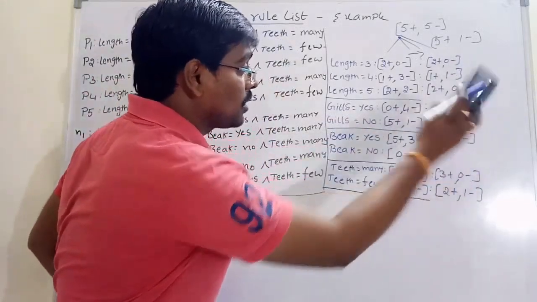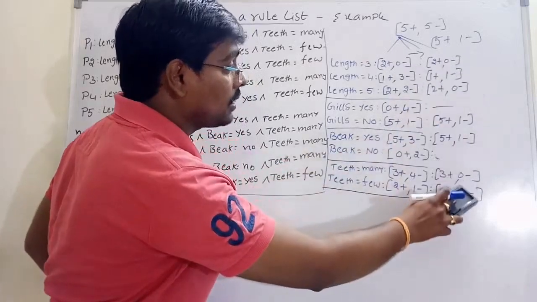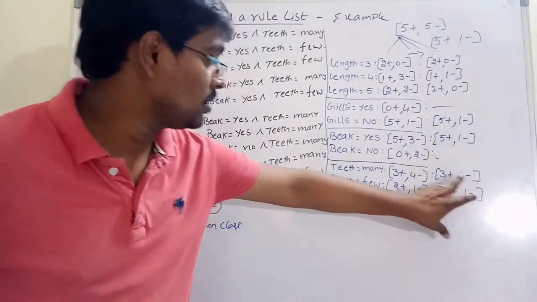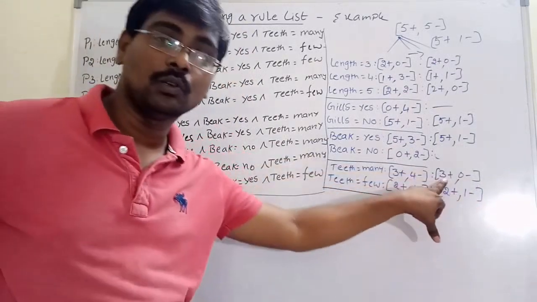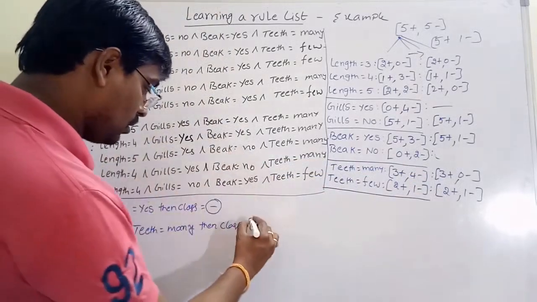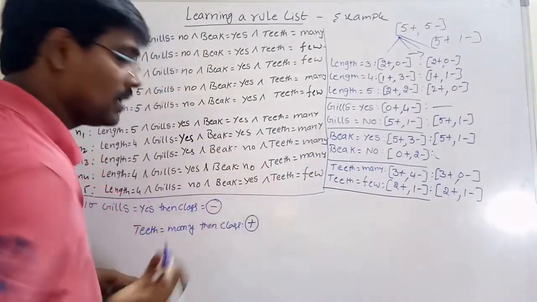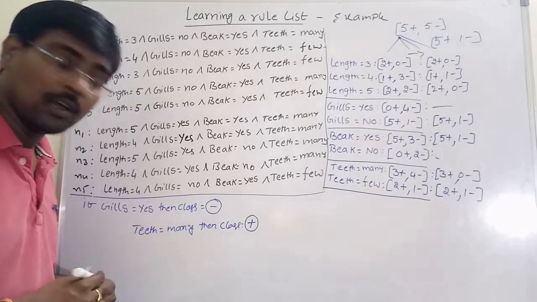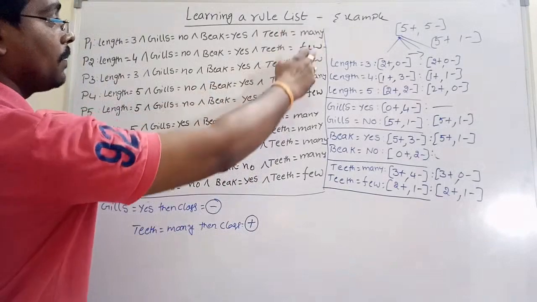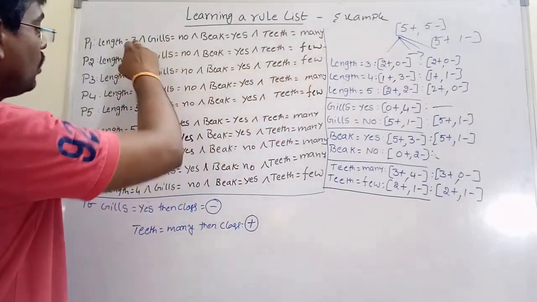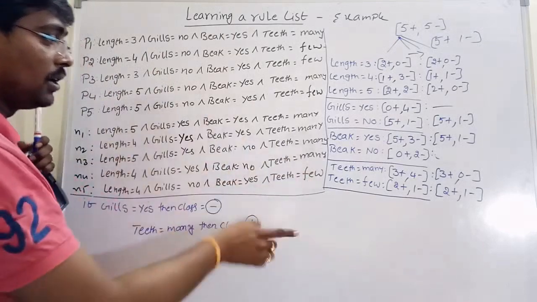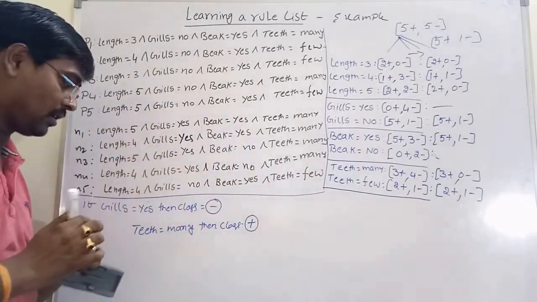There is no use of this one. Consider this one, or consider this one also. If teeth is equal to many, we have 0 negatives and 3 positives. So, if teeth is based on homogeneity, teeth equal to many, then we assume the class as a positive. Whenever we are treating the class as a positive, how many remain? 1, 2 manys. So only 2 positives are remaining and only 1 negative.